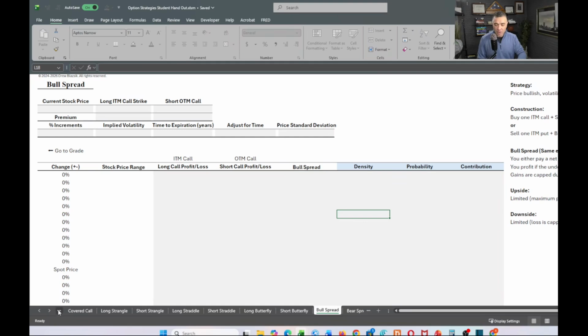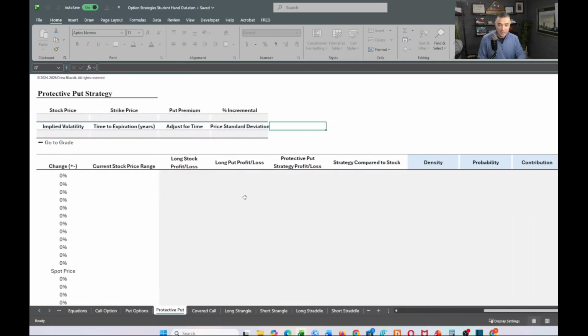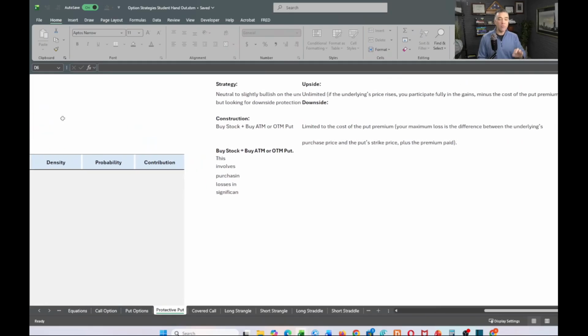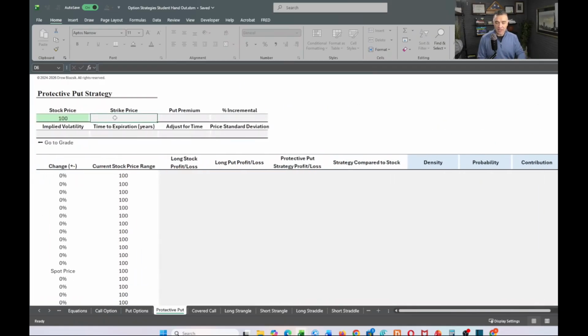So I'm going to show you an example. And then it shows upside, downside. You can read about it, which is super cool, by the way. Okay, let's do this one. We'll do a stock price of $100. We've got a strike price. What is this? Protective put. What's a protective put? A protective put is where you buy the stock and buy the put. That's a protective put. And we'll see exactly how this works.